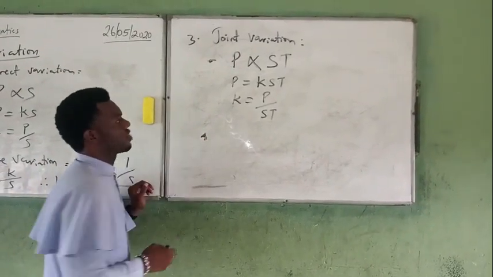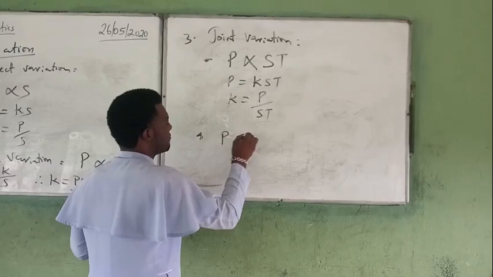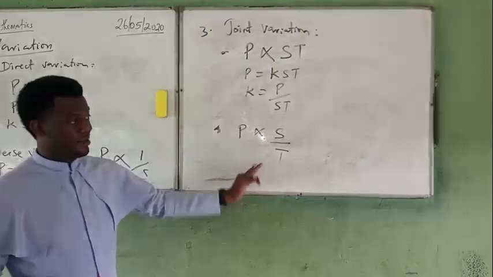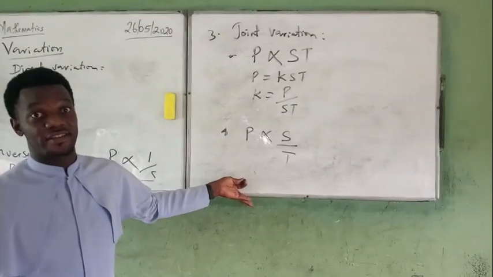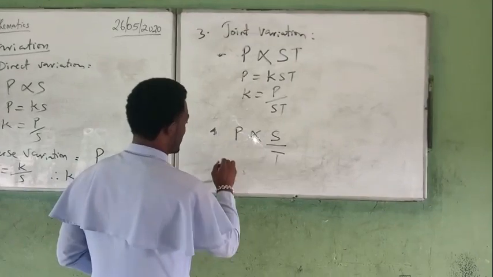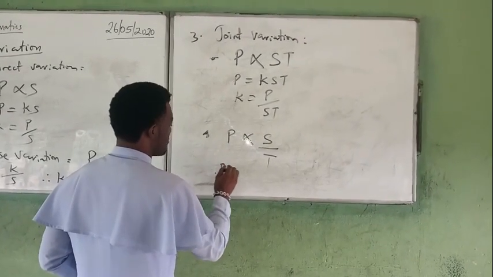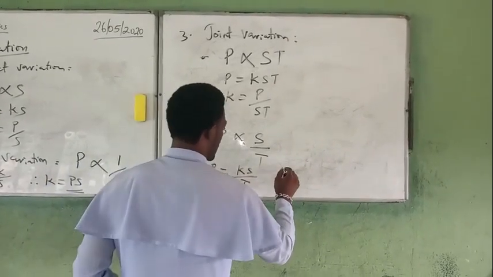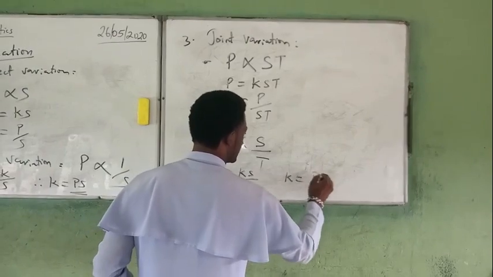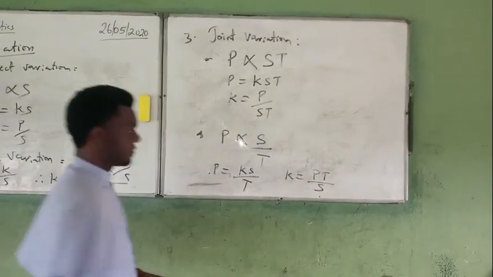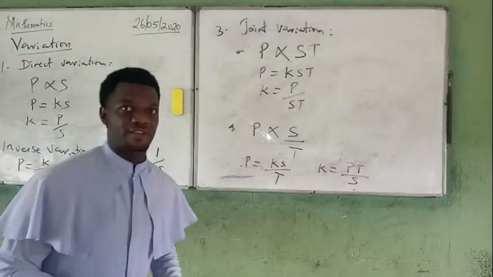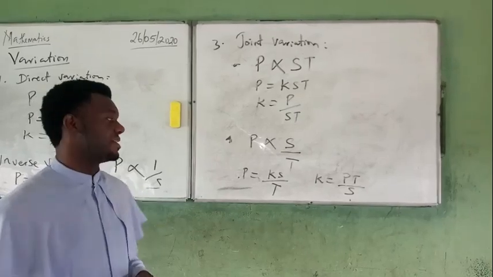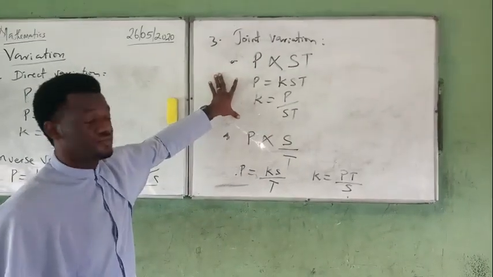Then the second type of joint variation, we can say P varies directly with X and inversely with T. So this is another type of joint variation. In this one, P will be equal to KX over T. And then your K will be equal to PT all over X. So this is just a kind of review. I know my students out there, we have done this in the classroom, just doing a review of what we did in second term. So this is joint variation.